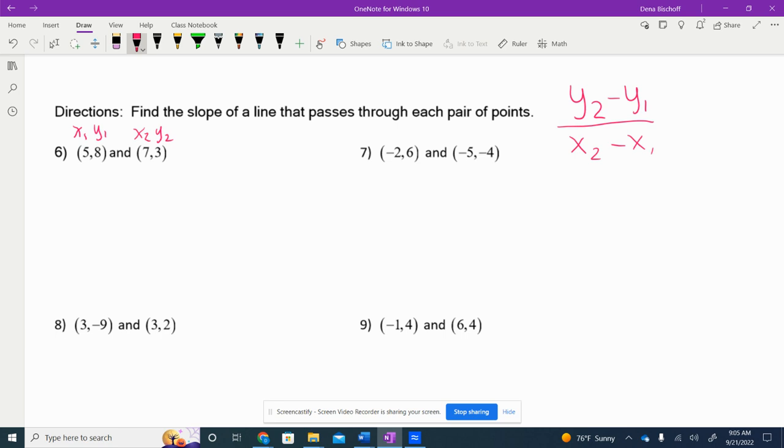Does that make sense? Okay. So it says in the formula that I have to find y2 minus y1. So 3 minus 8. And I put that over x2, which is 7 minus 5. Do you guys remember doing this last year? We're in pre-algebra. So 3 take away 8 is negative 5. And 7 minus 5 is 2. That's my slope.